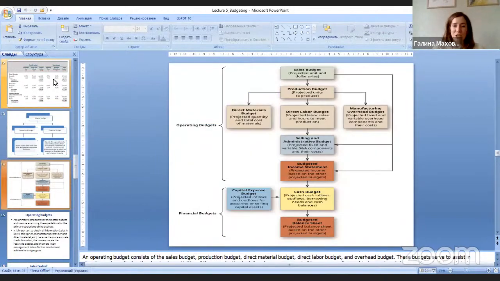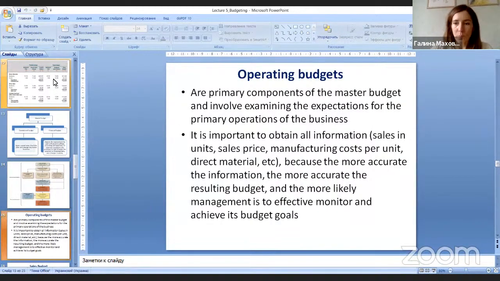So let's go back to operational and financial budget. Here you can see this scheme, which shows us the relation between operational budgets and financial budgets. Operational budgets include, firstly, the sales budget, how many products we plan to sell. Then production budget, direct material budget, direct labor budget, overhead, selling and administrative budget, and we will discuss these types of budgets. The financial budget, you can see, is a cash budget, balance sheet, and capital expense budget. Today, I'd like to focus on the operating budget, or operational budgets, as the main basis for preparation of the financial budget and so on.